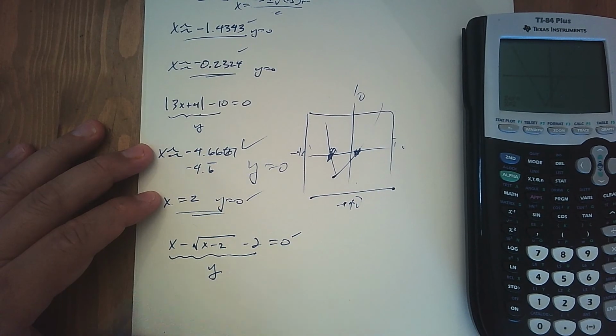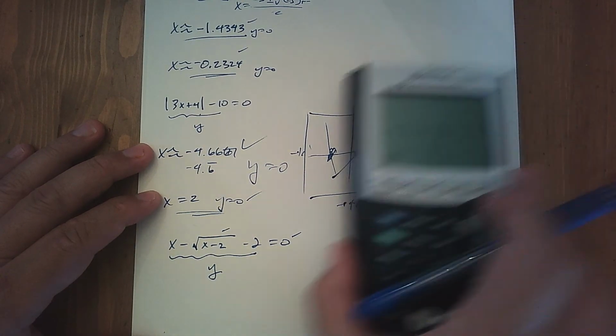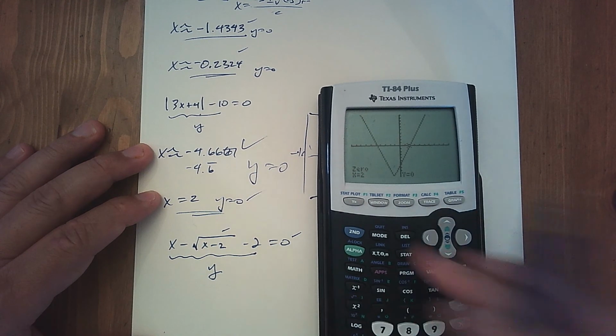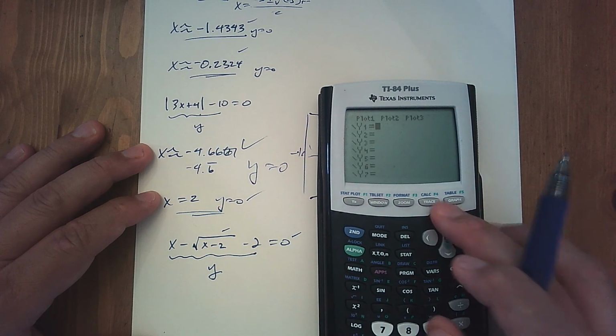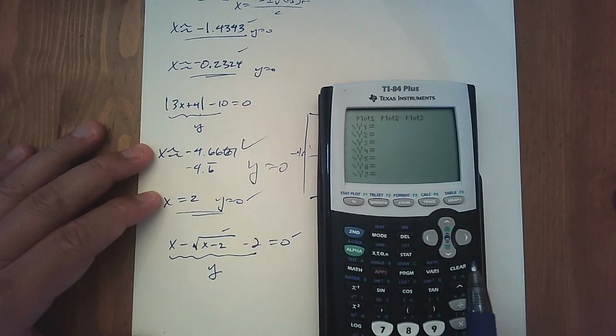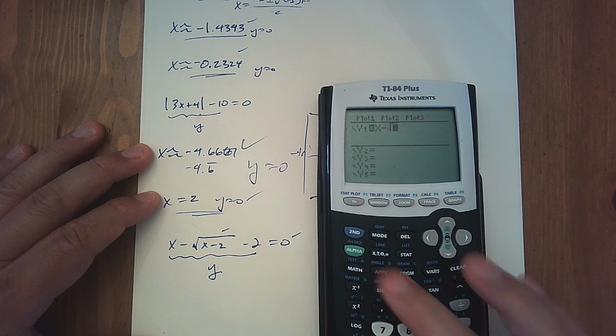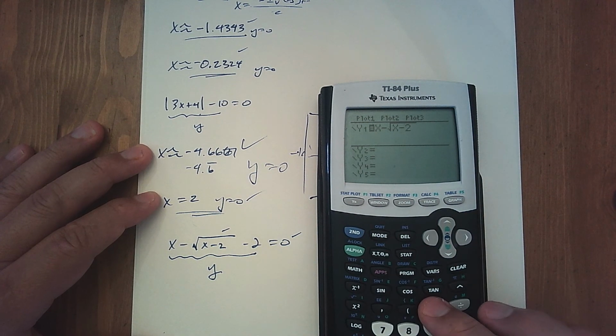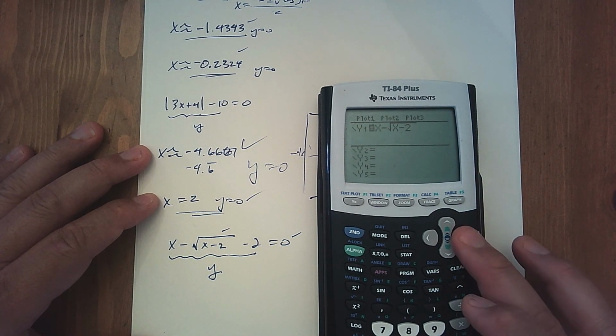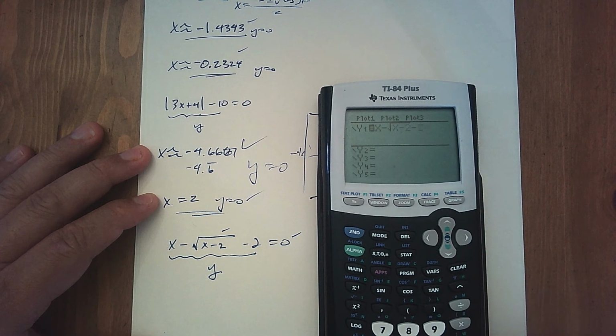So we're going to be looking for x-intercepts. My first thing to do is enter that function. So I'm going to come to y equals. Let me clear that function out. We've got x minus, open up my square root, and in that square root we have x minus 2. We don't need to be in the radicand anymore, so let me move out. Then we subtract 2 from that. So there's basically the function.